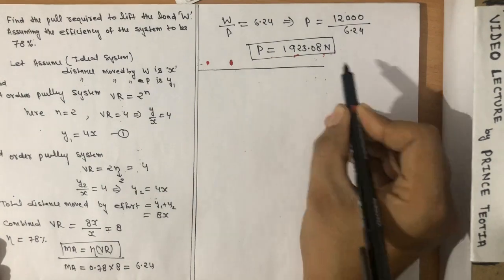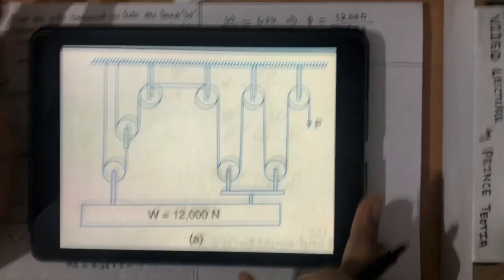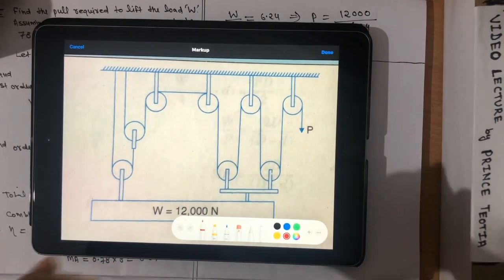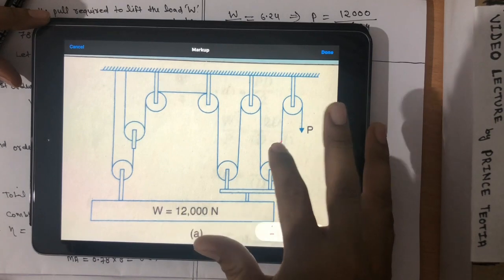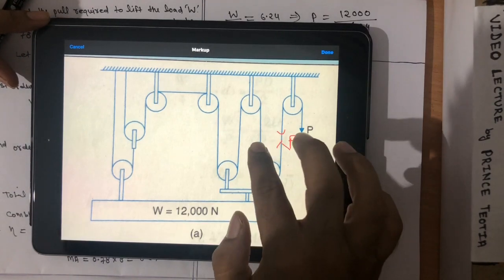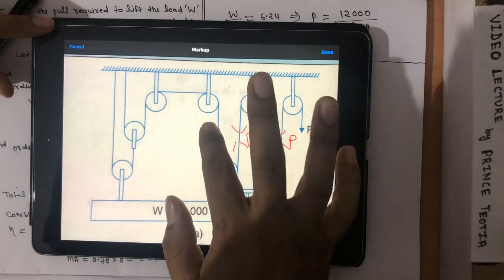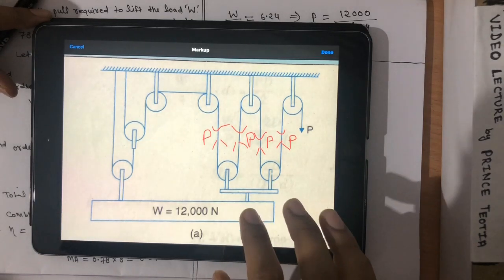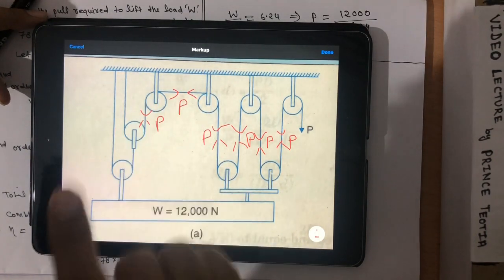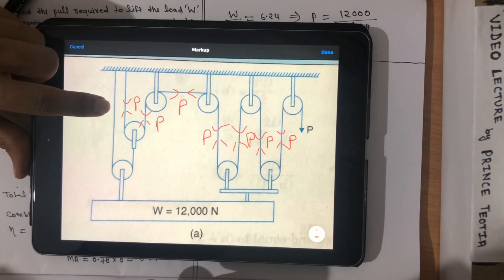There is a second method also. Method 2. In the second method, we will solve manually. Just assume this is the ideal condition. For the ideal condition, we can find out P. So this is P, because this is on the same string. If the tension on this side is P, then this should be P, and again this will be P, and again this will be P. This is the manual way. If this is P, then this will be P, because this is the same string. But at this point, this will not be P.